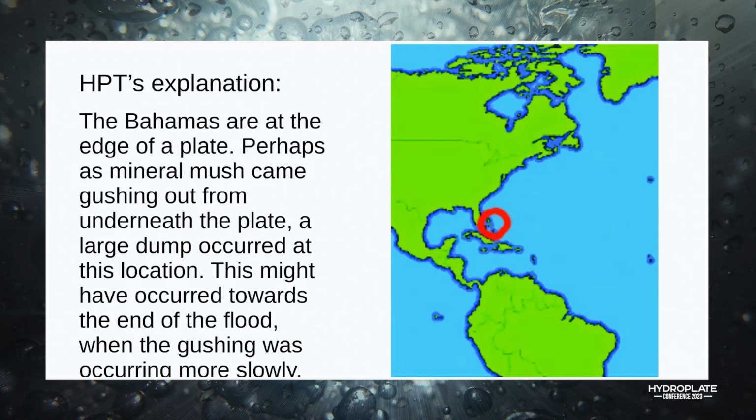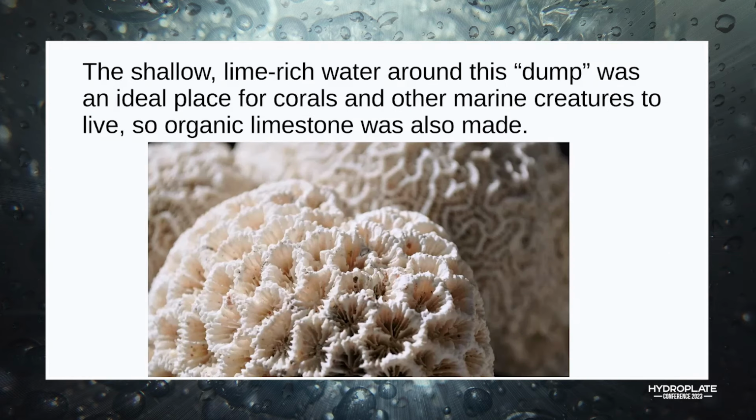So the hydroplate explanation of the Bahamas Bank would be that this is an area that was right at the edge of one of the continental plates, and that one of these gushings of material came out possibly near the end of the flood, and it didn't make it very far, and it just kind of dumped right there. And then the shallow lime-rich water around this dump was an ideal place for corals and other marine creatures to live, so organic limestone was made on top of this inorganic limestone.